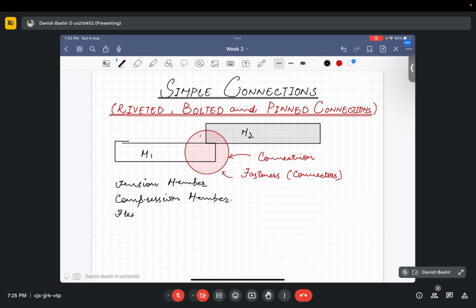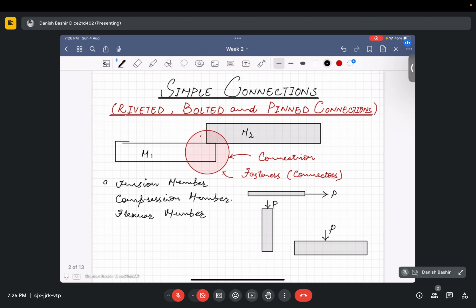Like a tension member, I can show it as a steel rod that is being pulled by P, or it can be a compression member like a column, acted upon by force P, or a flexure member like this with a transverse load P. I can call this A, this B, and this C. These are the different types of members we have to see.